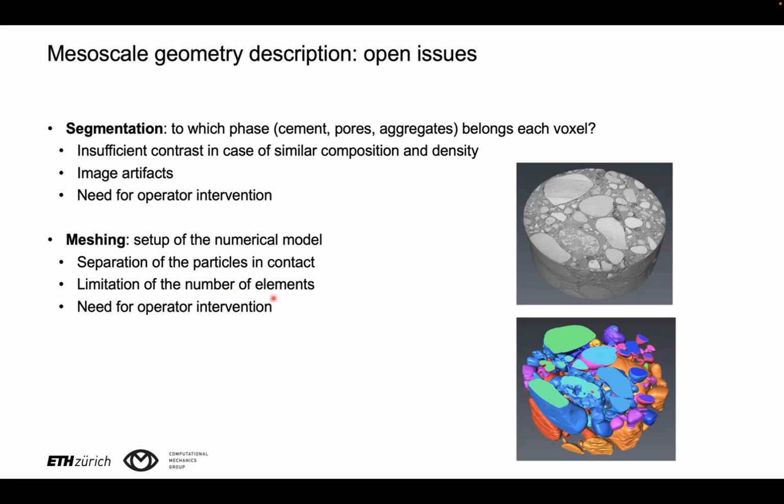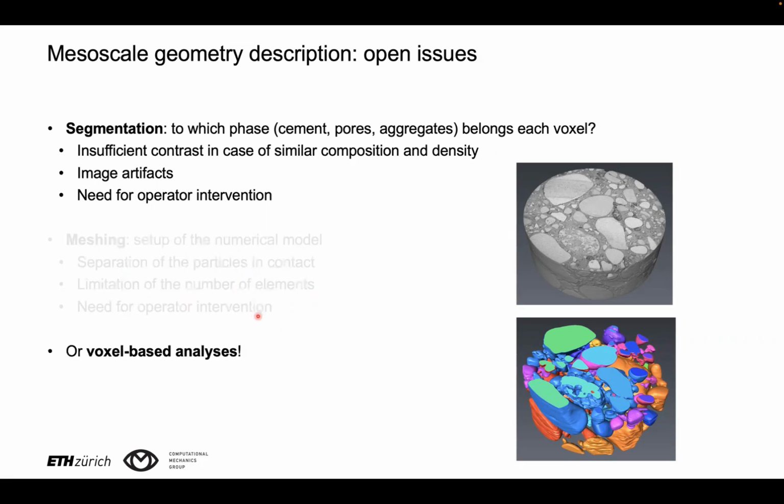And also you want the number of elements not to be excessive in order to have a reasonable computational cost. And again, this operation is very time consuming and very hard to automatize. Now, regarding the second phase, we are bypassing this phase by performing so-called voxel-based analysis. This means that we are treating each voxel basically as one finite element. So we don't need to worry about the issues related to meshing, but we still have the issues related to insufficient contrast. And now in the following few slides, I'll show you how we have been solving this issue recently.